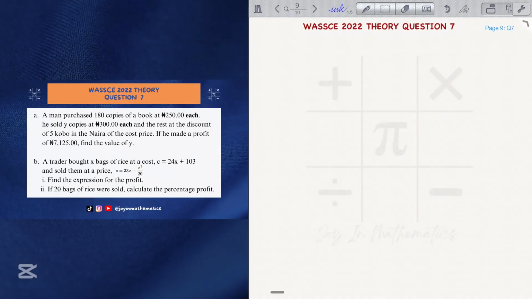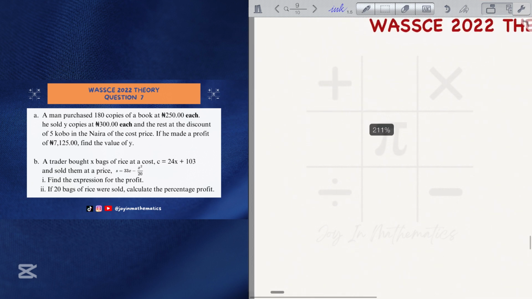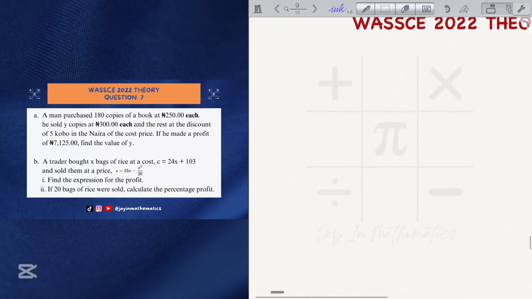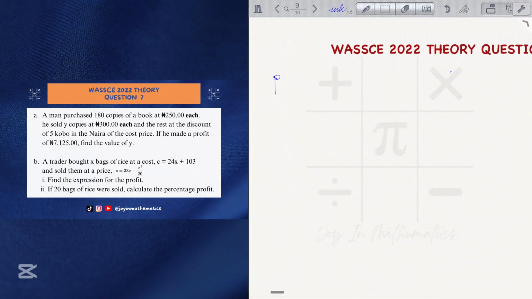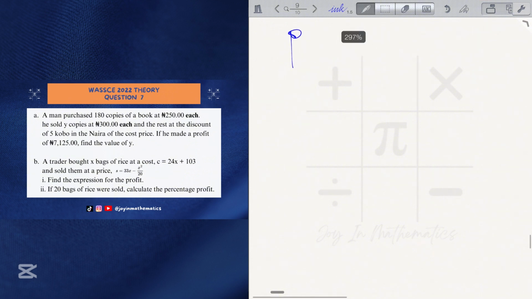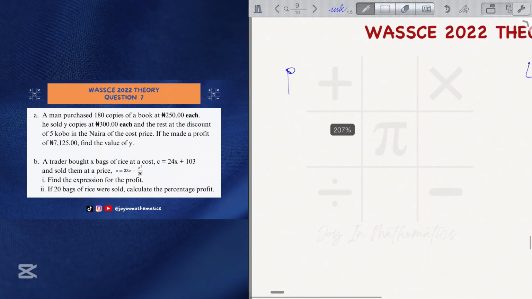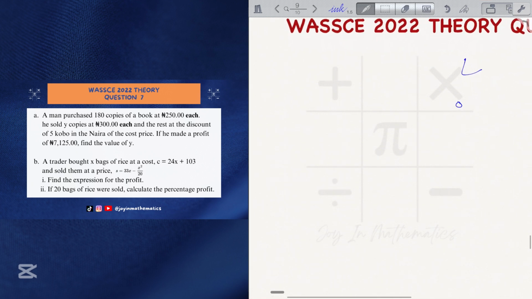Now let's proceed further to question number 7. This question is based on selling price, cost price, profit, loss, percentage profit, and percentage loss. So just as we did in our objective section, let's write out all the formulas we need. We'll talk about the profit, the loss, the percentage profit, and also the percentage loss.